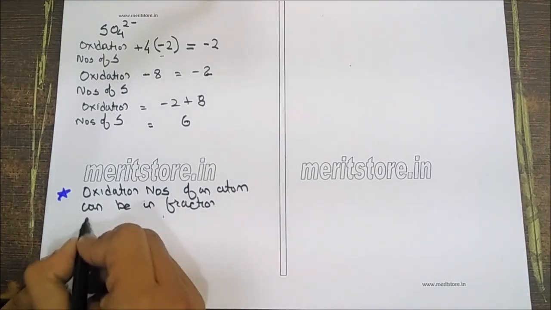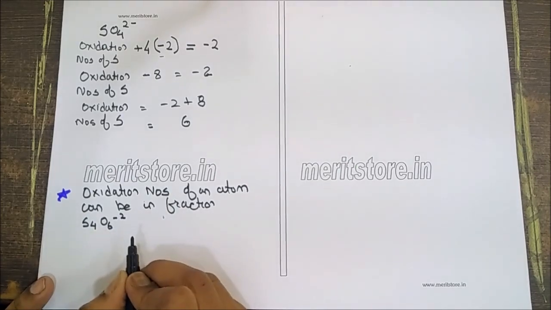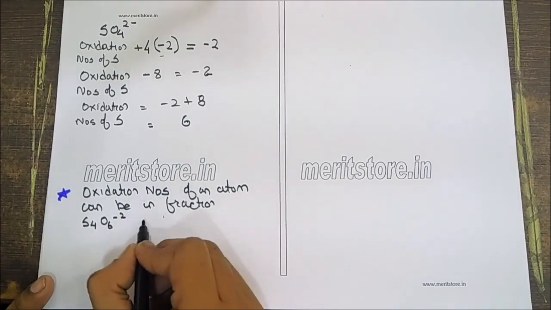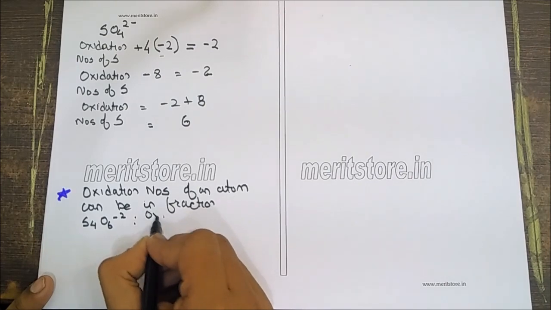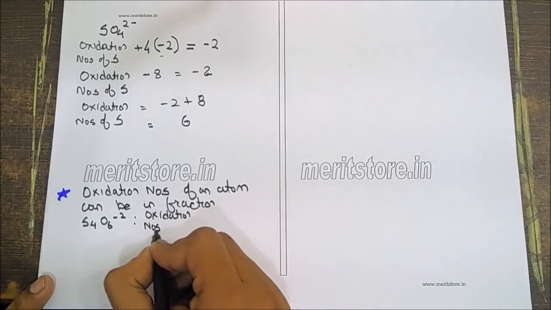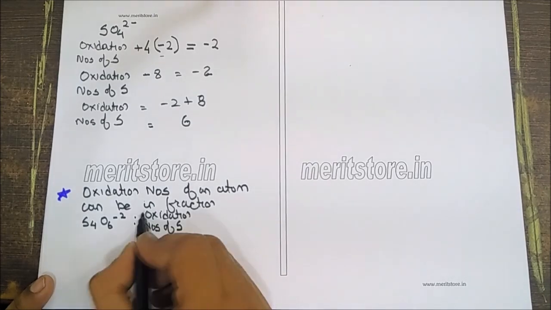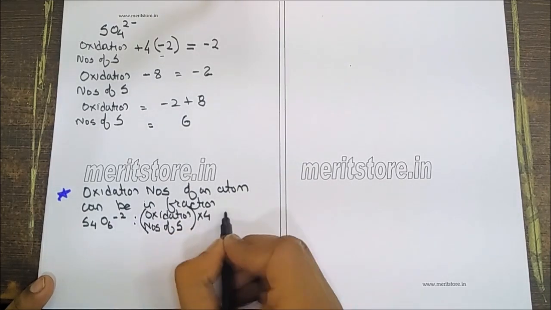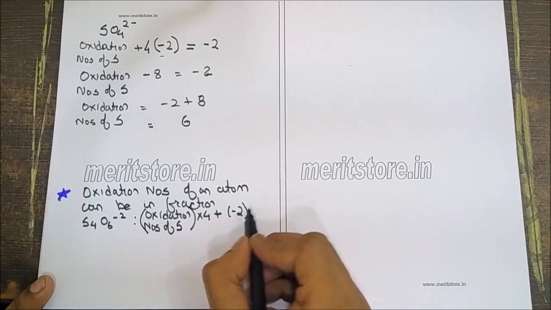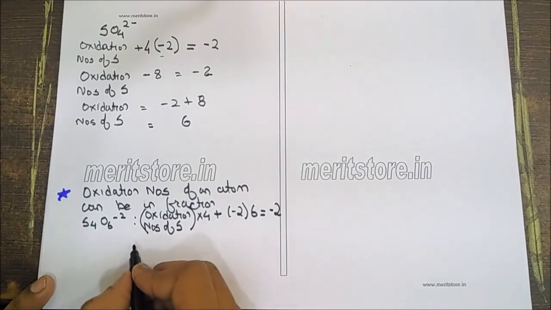Let's try and understand this with the help of an example. If it is S4O6 raised to minus 2. Now, like we said, the algebraic sum of the oxidation numbers of atoms in a polyatomic ion has to be equal to the charge carried by it. So the oxidation number of sulfur, now how many atoms of sulfur are there? 4. So this into 4 plus, what is the oxidation number of oxygen? It is minus 2. And how many atoms are there? 6. This has to be equal to minus 2.